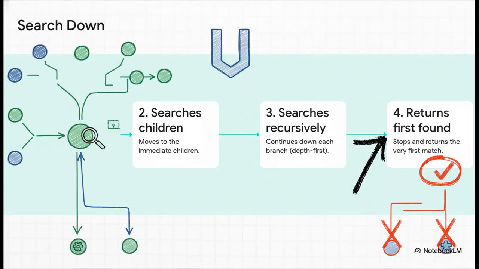So this is how GetComponentInChildren works. First, it checks itself. Then it dives all the way down one branch of its children, looking for what it needs. If it doesn't find it, it comes back up and tries the next branch. But, and this is the key takeaway, it stops the second it finds the very first match.